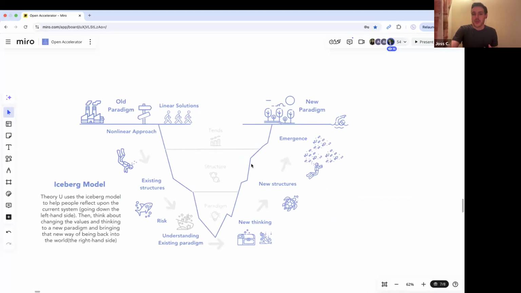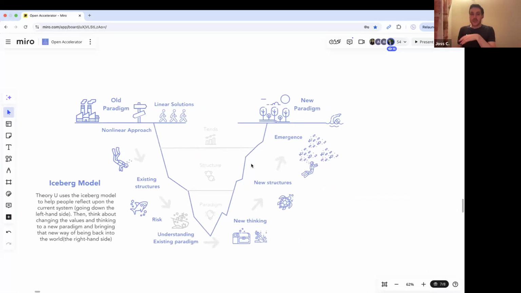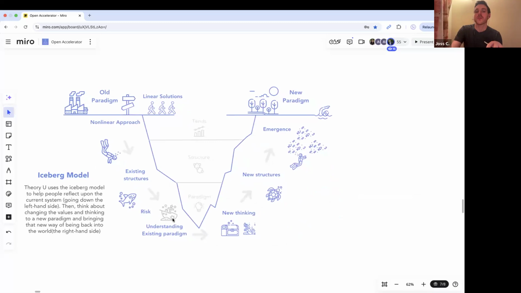And you probably know the iceberg model. We'll look at it as a tool next week. It's quite a well-known one. U theory is really the idea that we need to download and let go of the old paradigm over here and explore it and unpack it and understand how it works and so forth before we can shift to new thinking, new ways of doing things, and out of that can emerge new structures and ultimately new outcomes in the system.